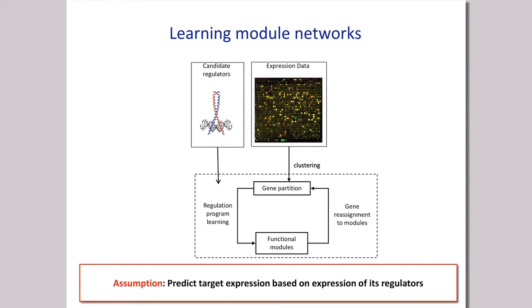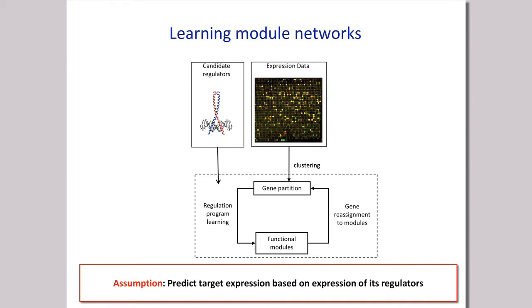How do we learn the model? Well, it's going to be structured in the following way. There are going to be two inputs to this data. The first is going to be expression data. This is just an image of an old array. This is the actual physical element from which those red and green colors are made. And then the other thing that we have as input is what we call candidate regulators.